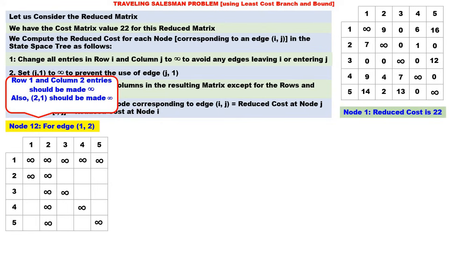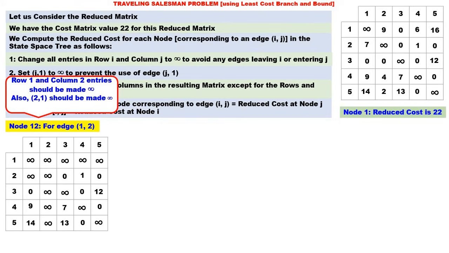After that, whatever values are there in node 1, you just copy them exactly the same. That is 2 comma 3, it was 0 there, copy down 0. 2 comma 4, 1. 2 comma 5, 0. So copy the remaining entries from the reduced matrix. That is 0, 0, 12. So we made row 1 infinity, column 2 infinity, 2 comma 1 infinity, and copied the remaining elements from the reduced matrix. We get this.